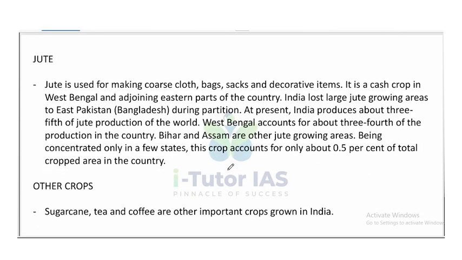Now, jute. Jute is used for making coarse clothes, bags, sacks, decorative items. It's a cash crop in West Bengal and adjoining eastern parts of the country. India lost large jute growing areas to East Pakistan, this is Bangladesh, during partition. At present, India produces about 3/5 of jute production of the world. West Bengal accounts for about 3/4 of the production in the country. Bihar and Assam are other jute growing areas, being concentrated only in a few states. This crop accounts for only about 0.5% of the total cropped area in the country.